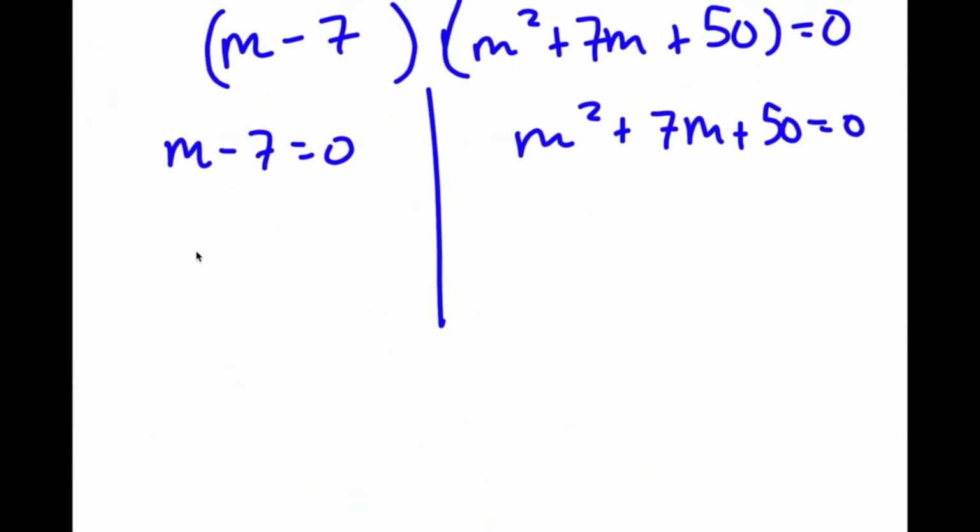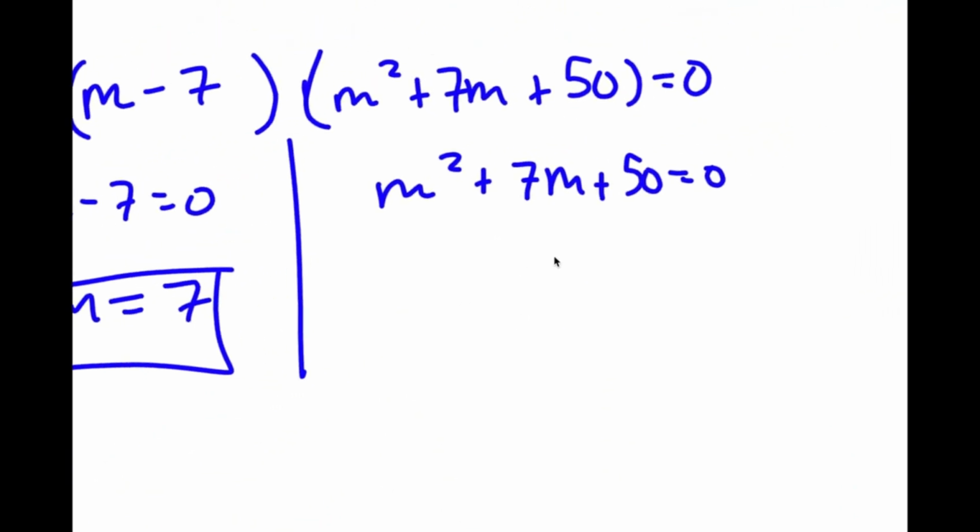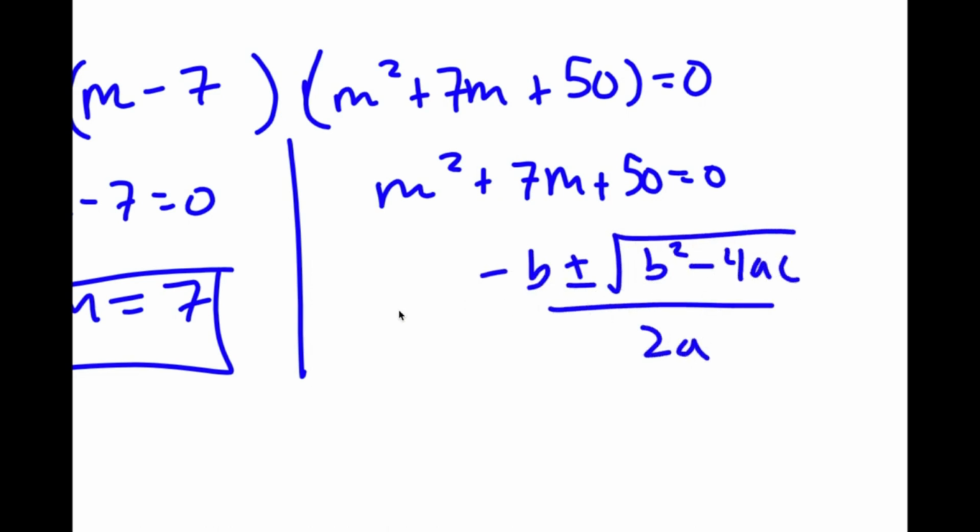So m minus 7 equals 0. This is the same thing as m equals 7, so this is already one solution of m. And m squared plus 7m plus 50, you have to use the quadratic formula, which is negative b plus or minus the square root of b squared minus 4ac all over 2a.